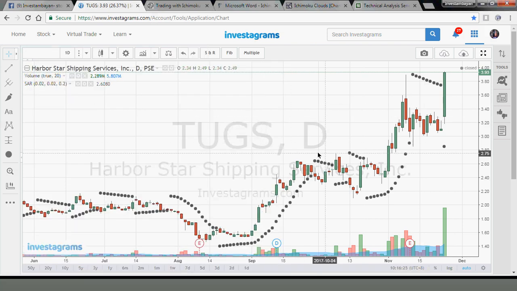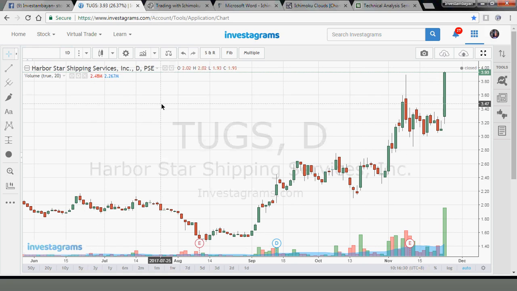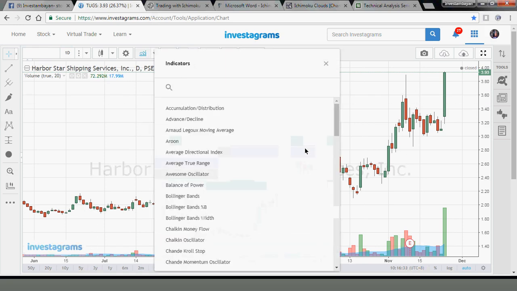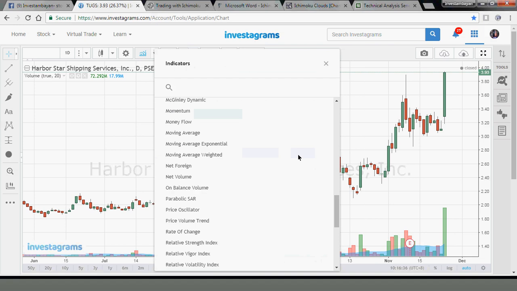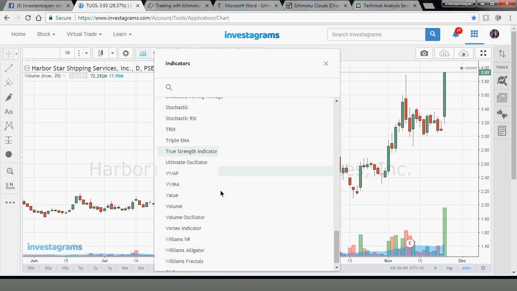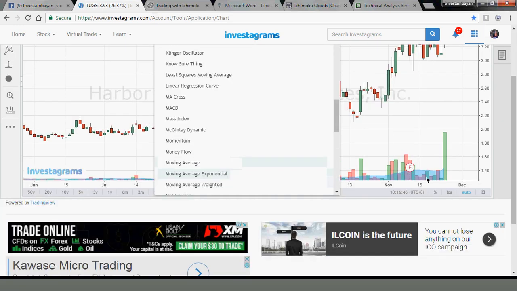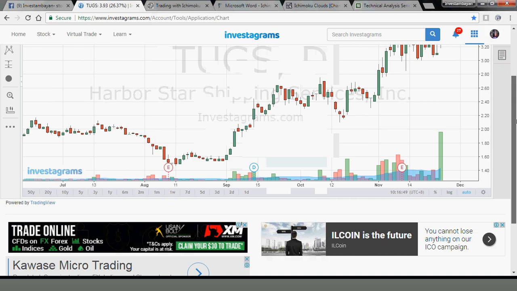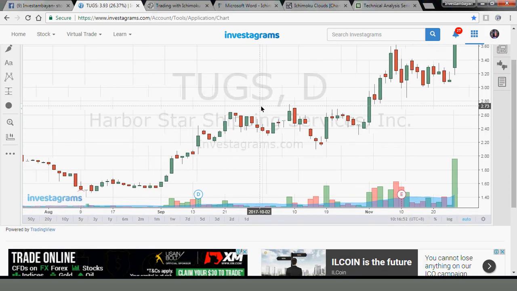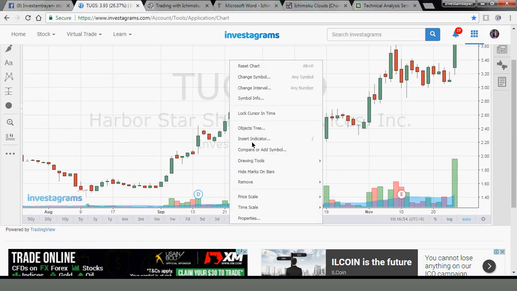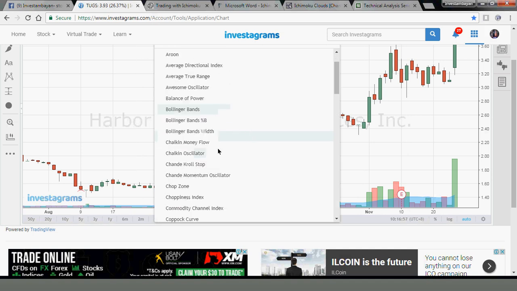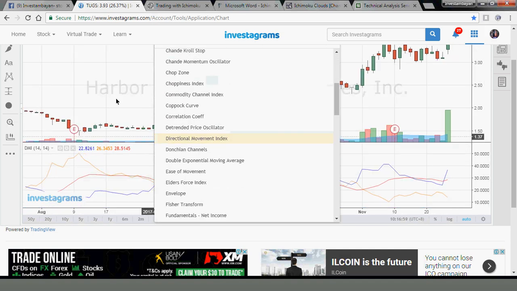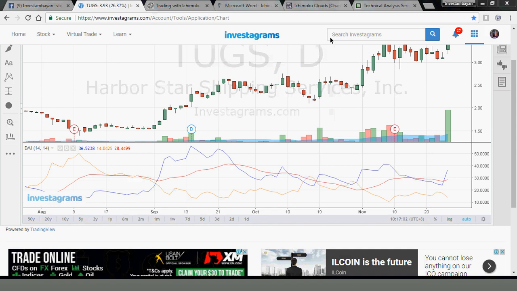Ay, sorry. Ito pala dito. So I'm going to... If we're okay. Ano pa ba, nakakasunod pa ba? I hope we're following this. Let's go with Directional Movement Index.